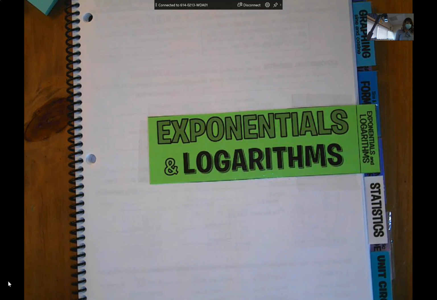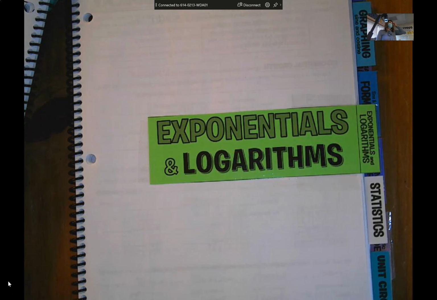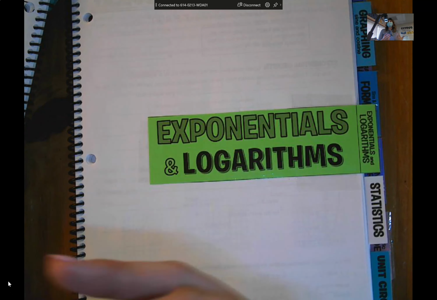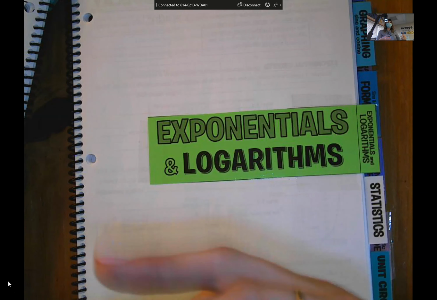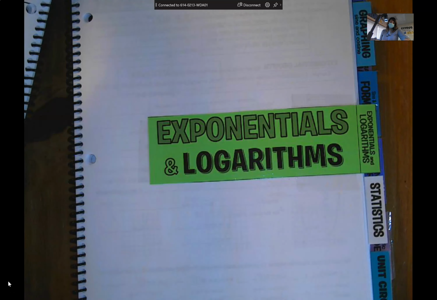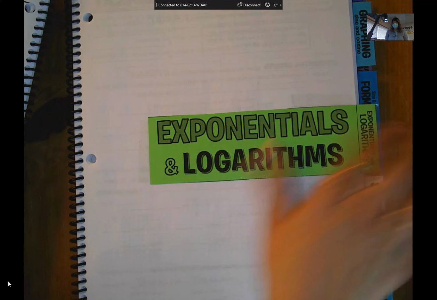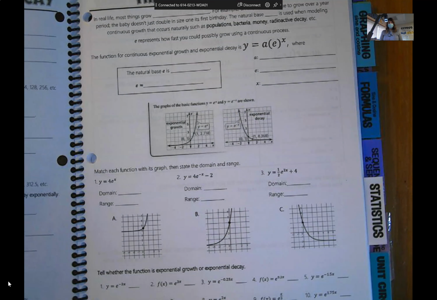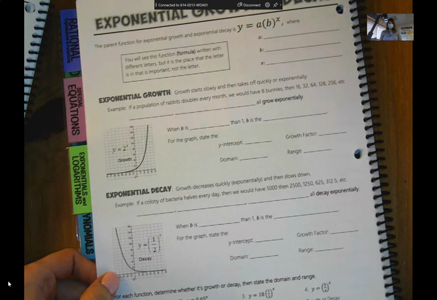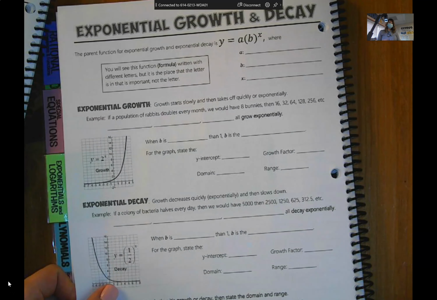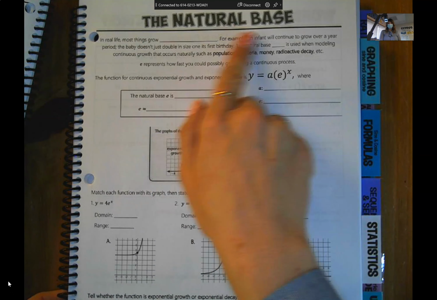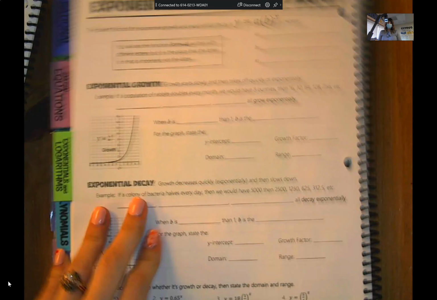And this is really the first stuff that we're doing this year that doesn't have some element of review. A lot of the stuff that you're going to see in this unit should be new stuff. So we are going to remind ourselves what exponential growth and decay looks like, and then we are going to talk about this new thing called the natural base. So we're starting on page 76.